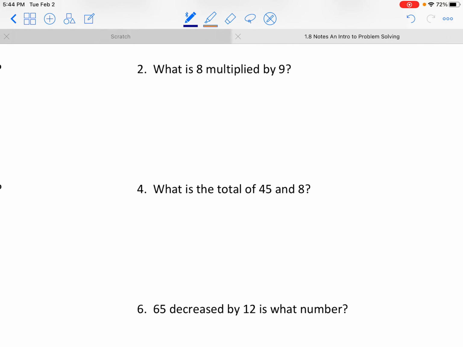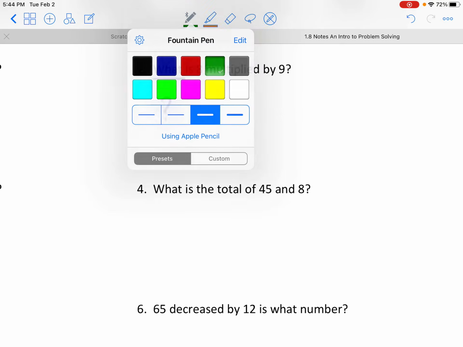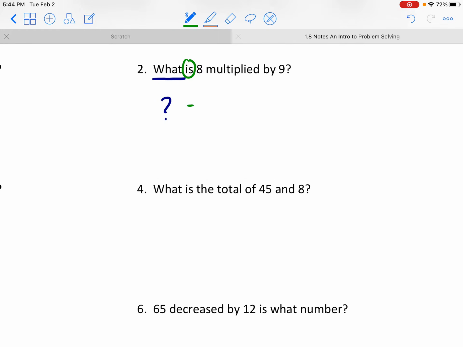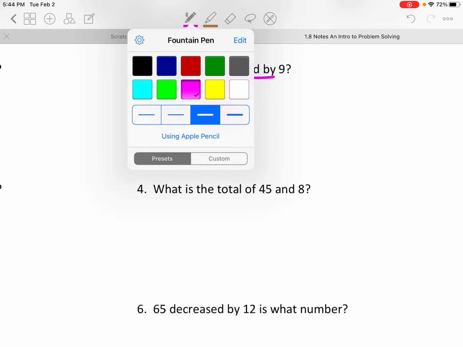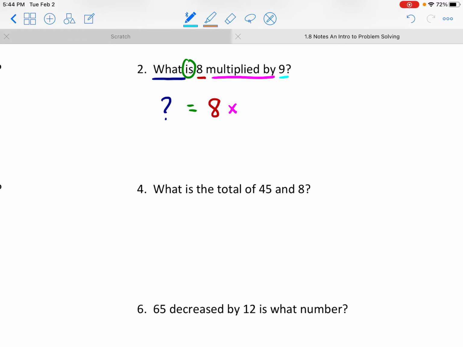It says, what is 8 multiplied by 9? So what, we don't know, let's call that a question mark, is, that's our equal sign, and then it says 8, which we don't need to translate, that's 8, and then it says multiplied by, so 8 is going to be multiplied by 9. So we're going to bring 9 down. Okay. What is 8 multiplied by 9?